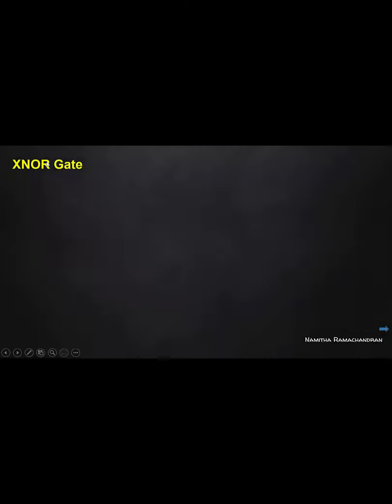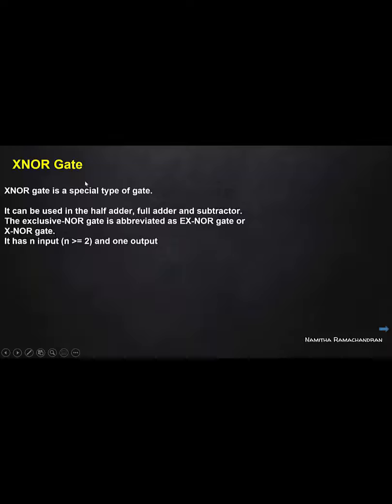Next, a special gate like XOR, that is the XNOR gate. This is the exclusive NOR gate. XOR is the exclusive OR gate. XNOR is exclusive NOR. Exclusive NOR can be abbreviated as XNOR. Okay, it also requires a minimum of 2 inputs, and it generates a single output.